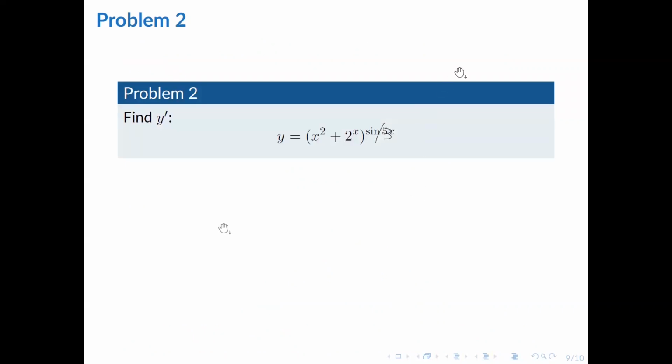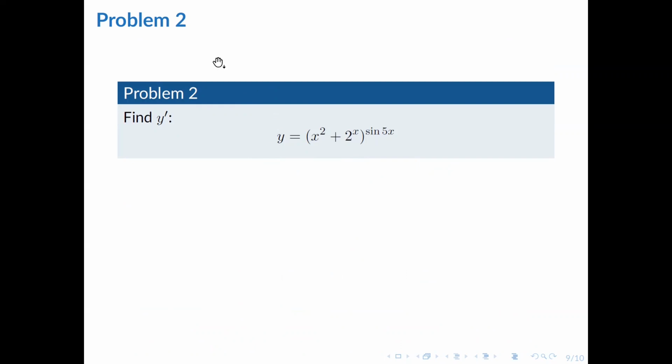Let's move on to problem 2. We want to find the derivative of y, with y equal to this expression here. You may pause the video and try it yourself. Okay, now time for the solution.